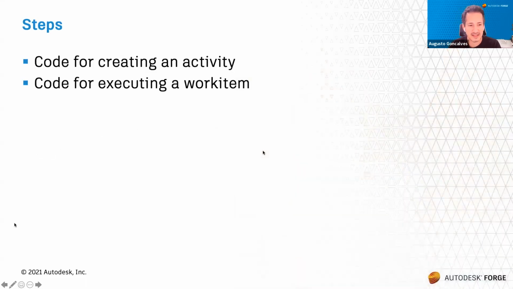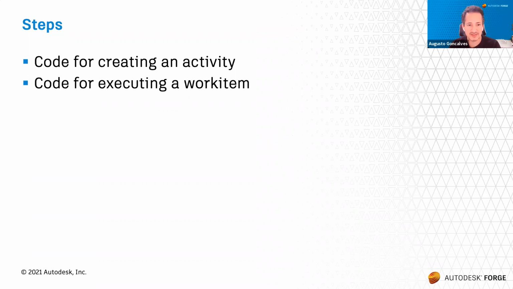On this next step, we're going to get the code for the activity and the code for the work item. So the activity is the definition of how we want to execute the code. We have an app bundle that contains a DLL that will execute our code, but we have to tell the system we are expecting one input file, one input JSON, and one output file. So that's what the activity will define for us: how it works, what the input is and what the output is.